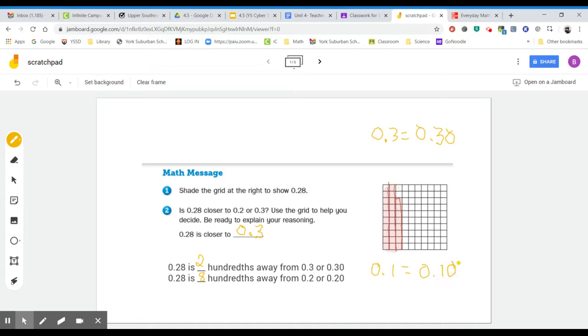Now, as a fraction, it looks like this: 1 tenth is equal to 10 hundredths. Okay, next we're going to show you how to use a number line model to round decimals.